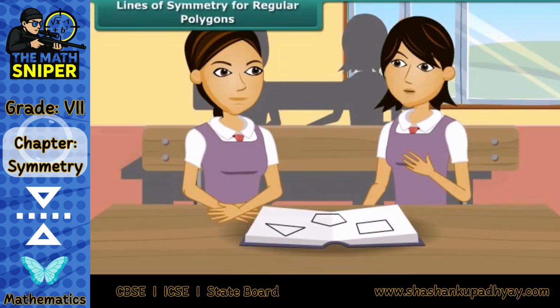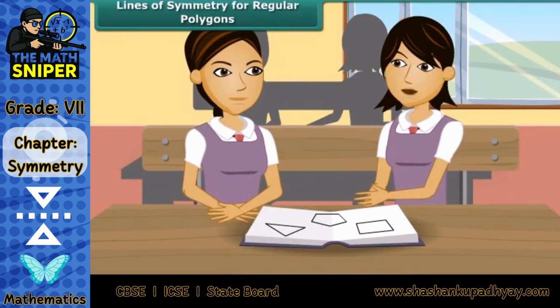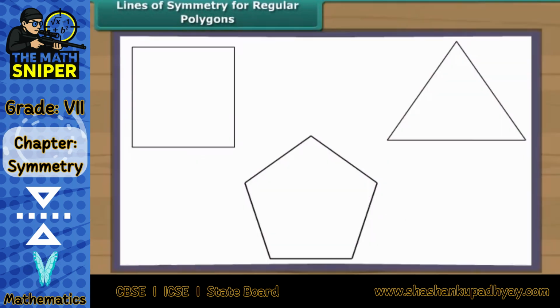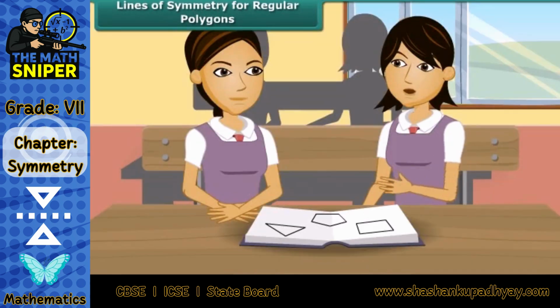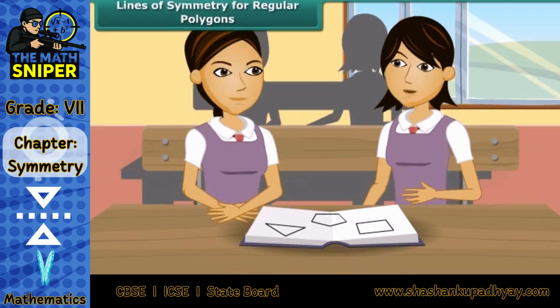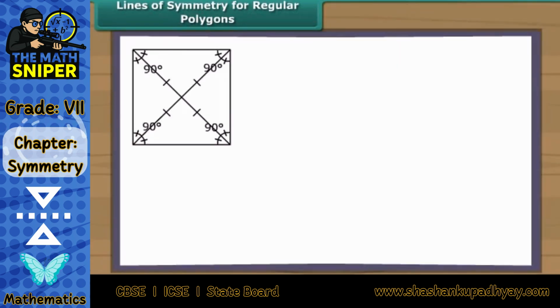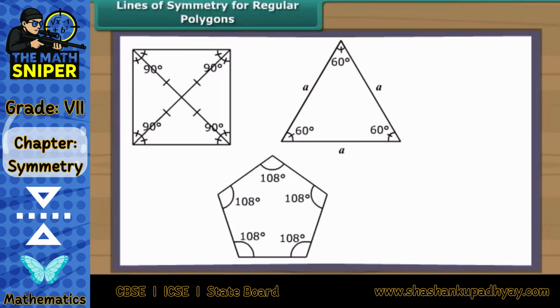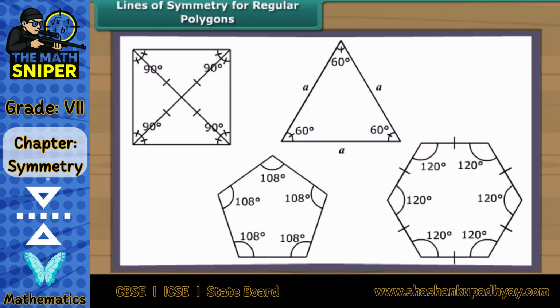Now I will tell you about lines of symmetry in regular polygons. Do you know what a regular polygon is? It is a closed figure made up of several line segments. And a triangle is a polygon made up of at least 3 line segments. You are right. And a regular polygon is one whose line segments are all equal and the measures of all the angles are equal. Therefore, a square, an equilateral triangle, a regular pentagon, a regular hexagon are examples of regular polygons.